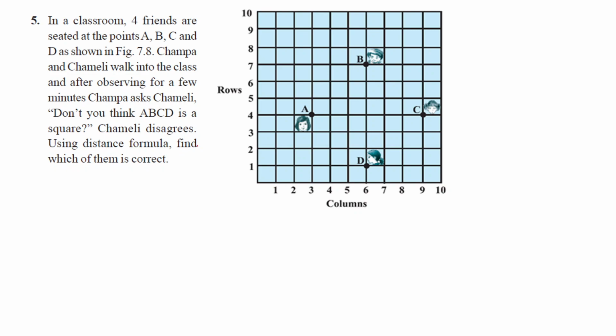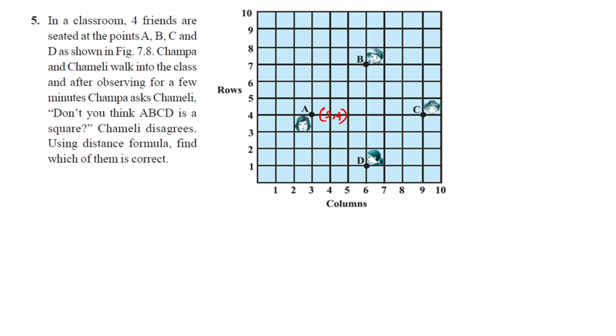Okay. There are four friends sitting in the classroom at the points A, B, C, and D respectively. First of all, find the coordinates of those four points. A point has the coordinates 3 comma 4. First of all, we have to write the x coordinate, then the y coordinate. So it is 3 comma 4.